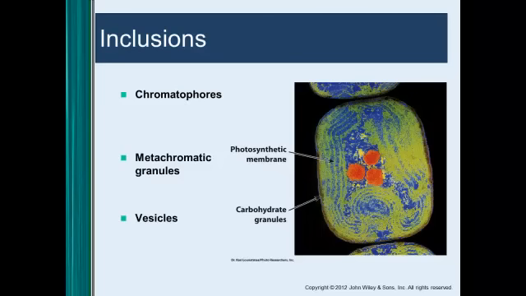Certain bacteria also have specialized membrane-enclosed structures called vesicles. Some aquatic photosynthetic bacteria and cyanobacteria have rigid gas-filled vacuoles. These organisms regulate the amount of gas in the vacuoles and therefore the depth at which they float to obtain optimum light for photosynthesis.